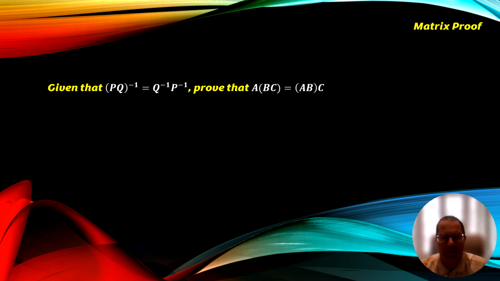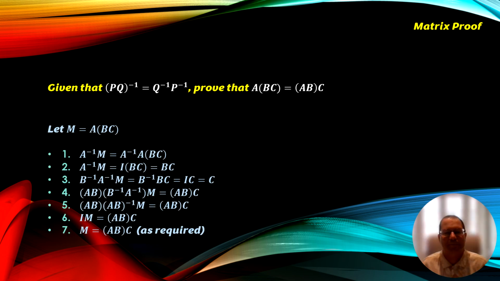And now, given what we've just proven, we've been asked to prove that A times BC is the same as AB times C. And we're going to start in the same way by calling the left-hand side matrix M. So M is equal to A times BC. And we wish to prove that it also equals AB times C.